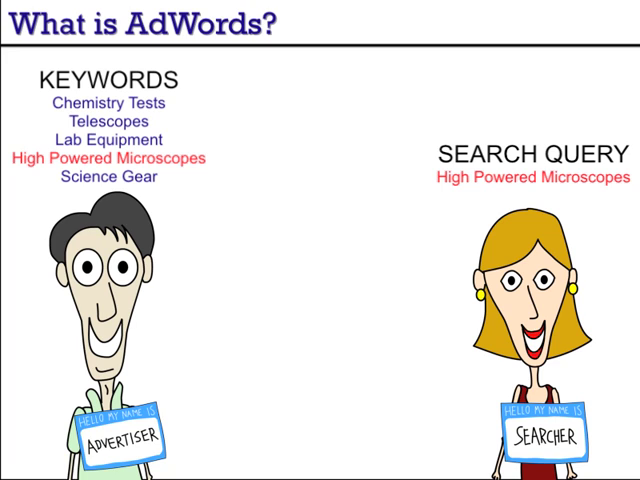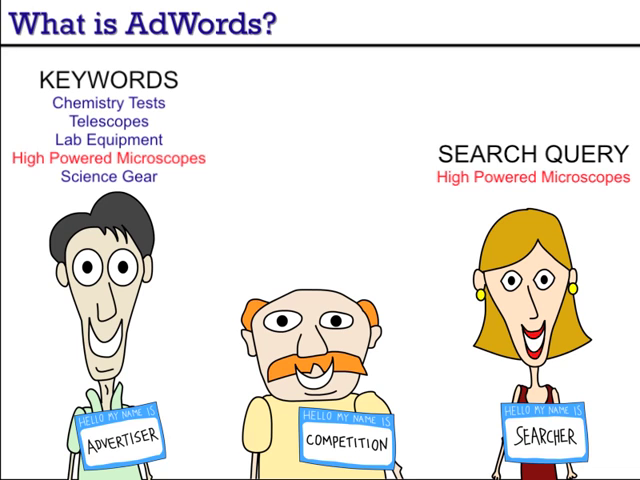Now, this is a very simple overview. There is much more to learn about keywords and the details of how Google decides when and where an ad should appear. You'll learn about these topics in the upcoming lessons, but even this simple overview leads to an important point. Like all advertisers, you probably have competitors, and you're all trying to attract the same prospects.